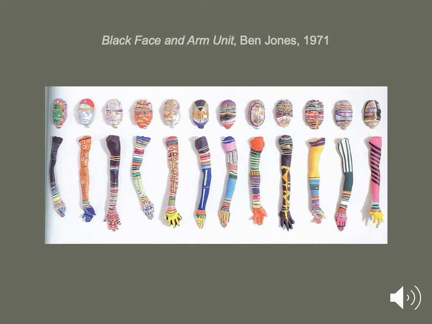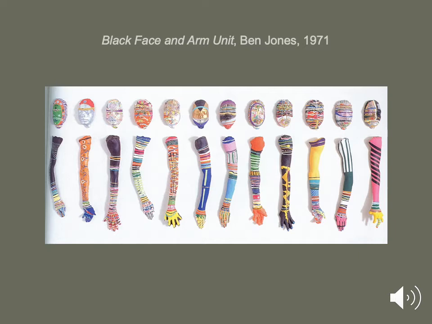So in this piece, Black Face and Arm Unit by Ben Jones from 1971, we will be looking at how the artist is using these principles, so how he is using variety and unity. So what we're looking at here is a three-dimensional artwork that is hung on the wall, and you can see we have several plaster casts of faces above a plaster cast of arms in different positions. So we can safely say that we have some things that are repeated here.